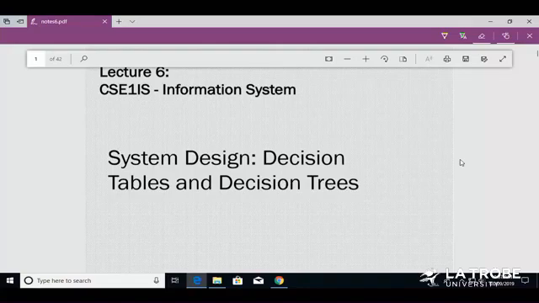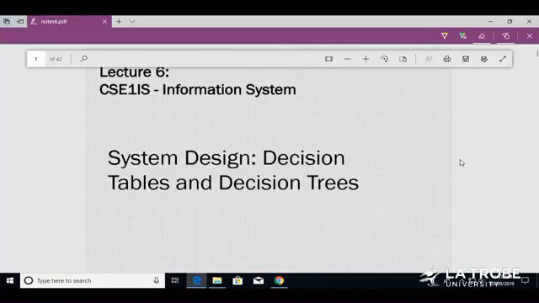Previously, in the last 2 weeks, we talked about the data flow diagram, the flow chart, and the data dictionary. All of these topics are used to describe the information system in an abstract way.